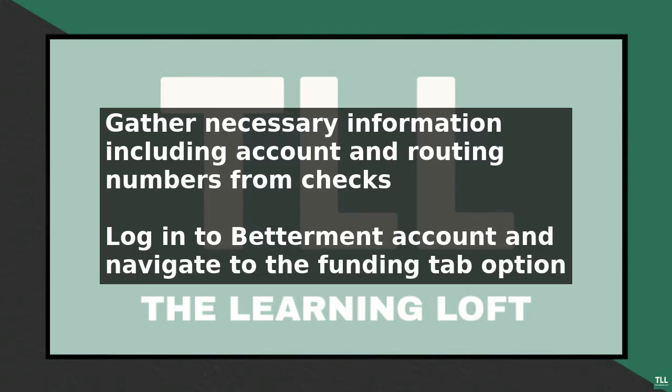To successfully link your bank account to Betterment, follow these steps. First, gather the necessary information, including your bank account and routing numbers, which can be found on your checks or bank statements. Next, log into your Betterment account and navigate to the Funding tab, where you will find the option to link a bank account.